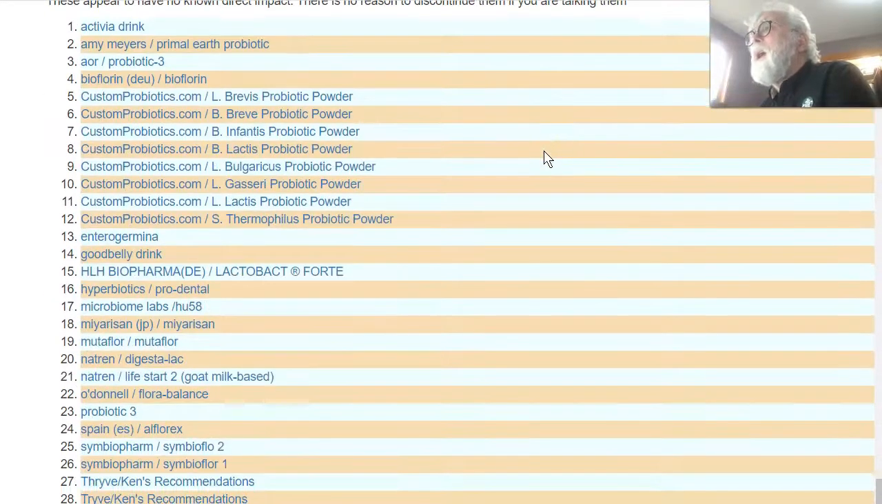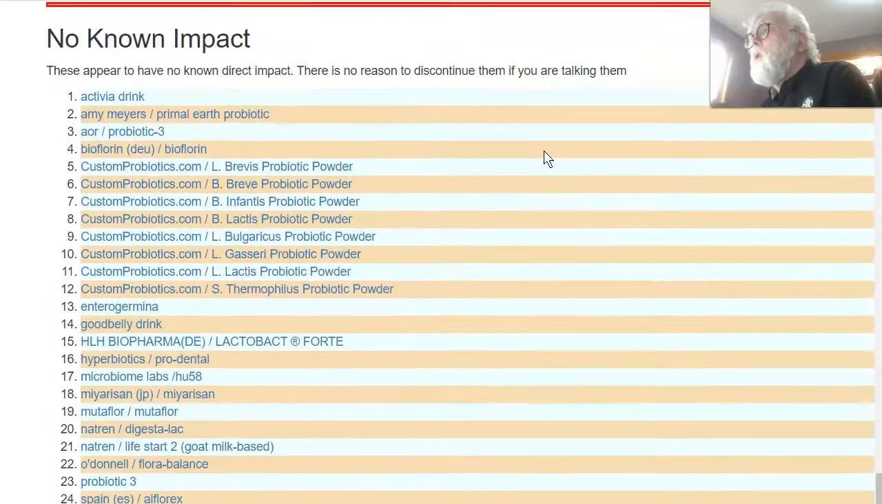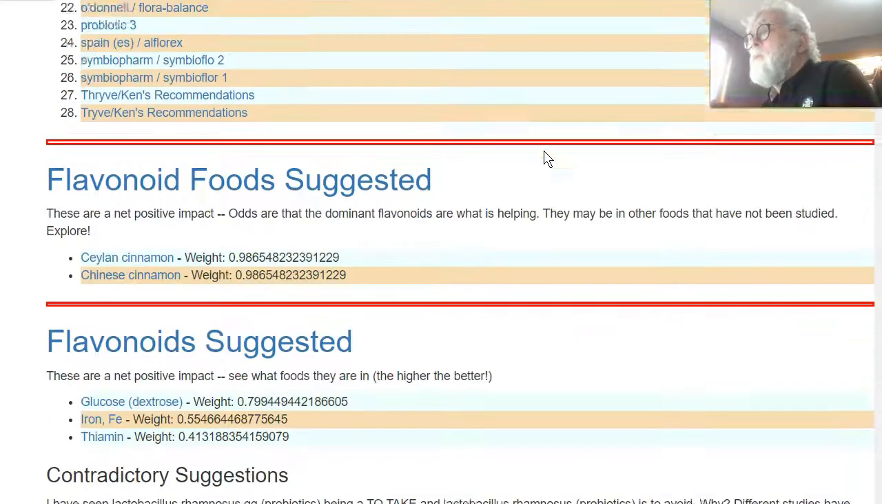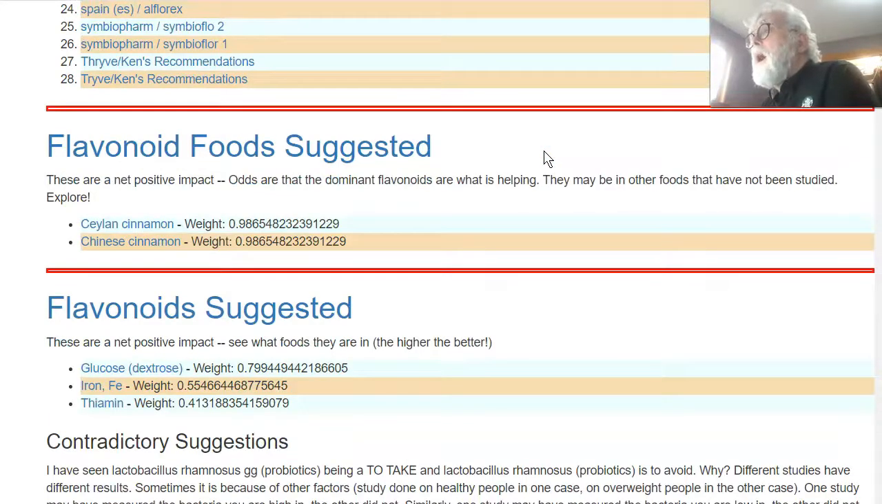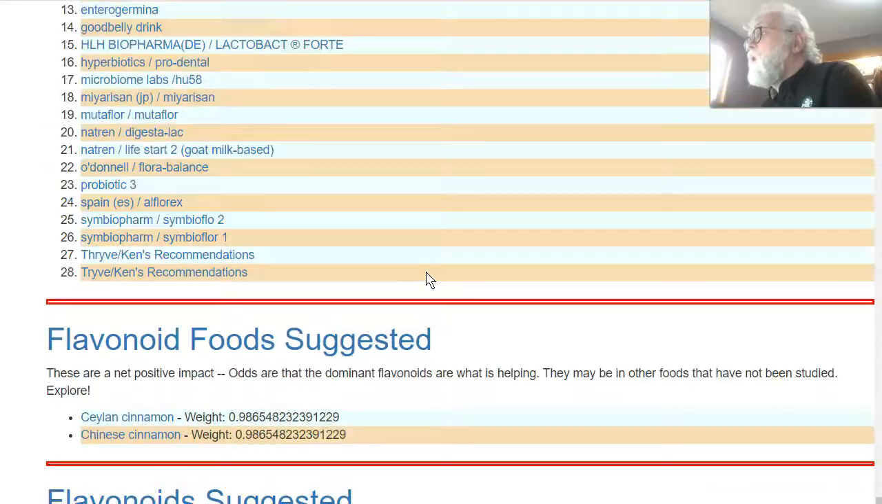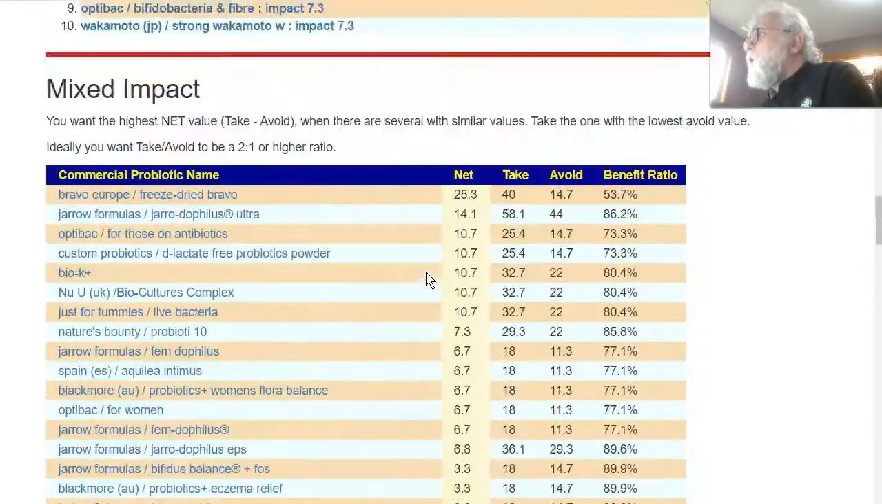And then we get down to the ones which we don't know anything about. If you're taking them, no problems with continuing to take them. And then we have flavonoids, and it's interesting. We have two different types of cinnamon suggested there. We have iron and we have thiamine. So that gives you a pretty good overall summary.